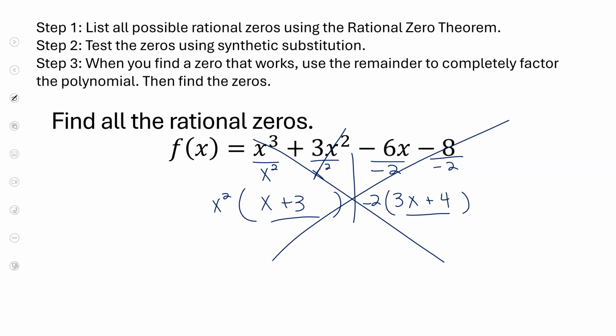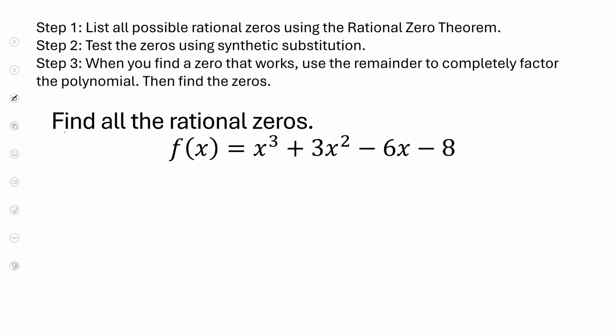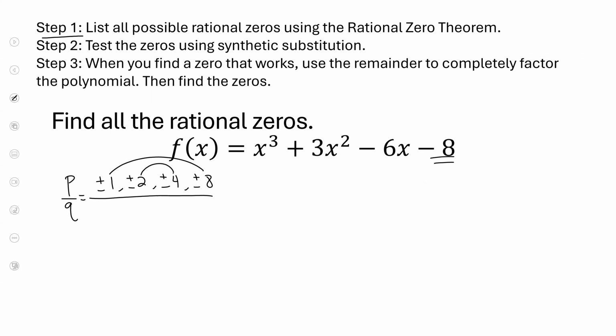So this is where my rational zeros theorem comes into play. That's why it's so helpful. Factoring did not work. So what I'm going to do, step 1, I'm going to list all possible rational zeros using the theorem. So P over Q. The factors of P are 1, 2, 4, and 8. Because 1 times 8 is 8. And 2 times 4 is 8. And so are the negatives. So -1 times -8 is 8. Okay, so you see how we got that.